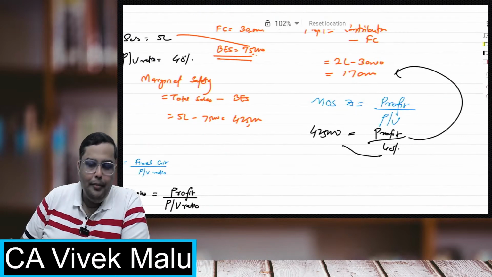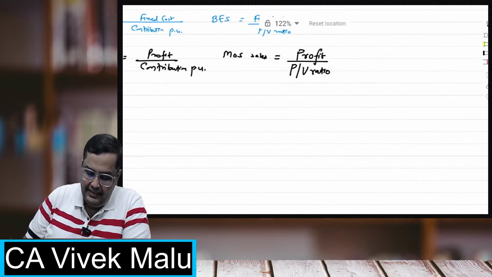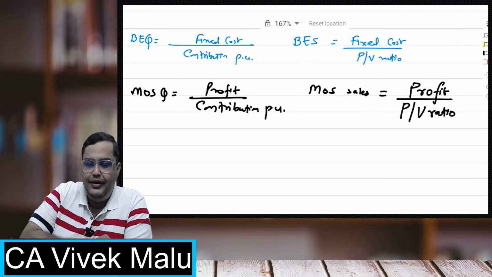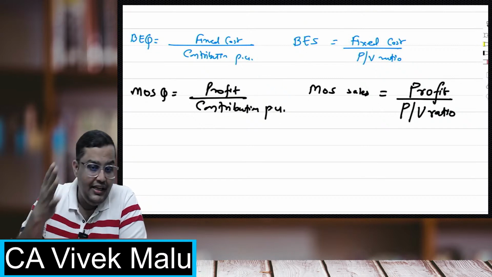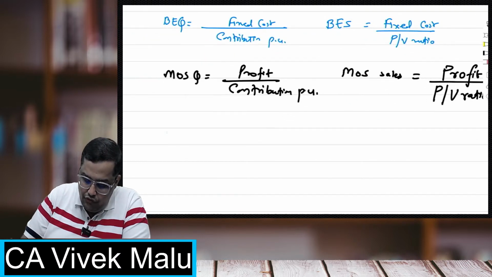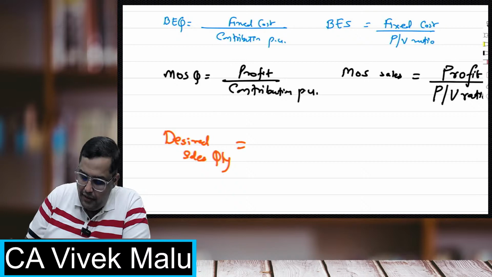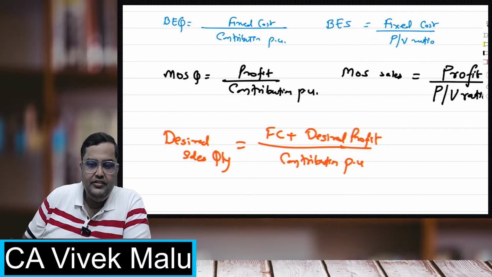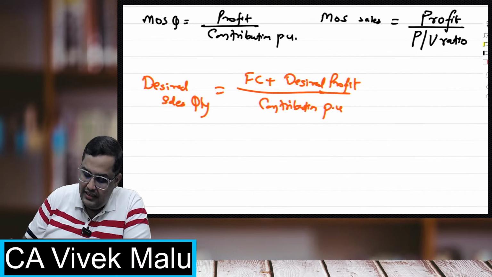And last, one more formula which you should remember is the desired sales. Suppose the question specifies that the fixed cost is 20,000 and you should earn a profit of 70,000. How much sales should you make? If this kind of question comes, then we can use the formula for desired sales. If I want it in terms of quantity, obviously I'll divide by contribution per unit. So fixed cost plus desired profit upon contribution per unit, that is the desired sales quantity.